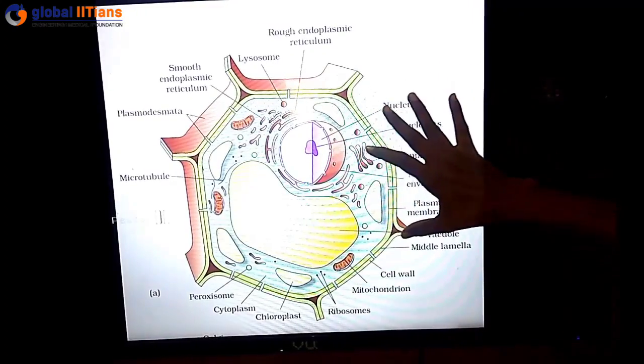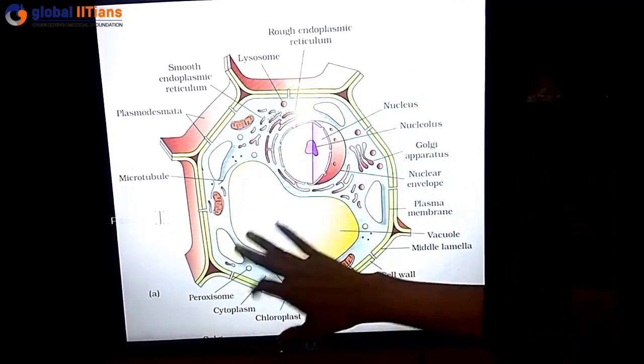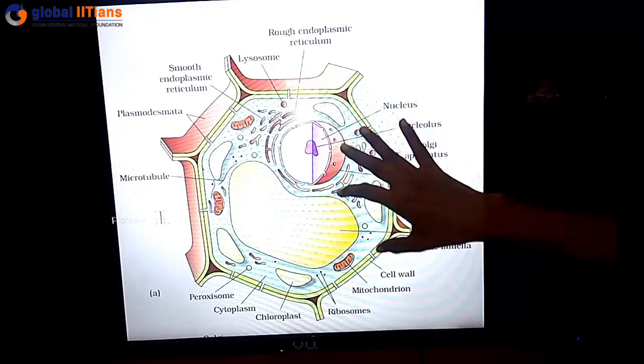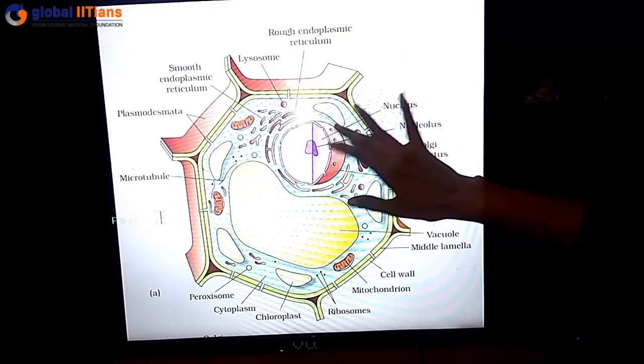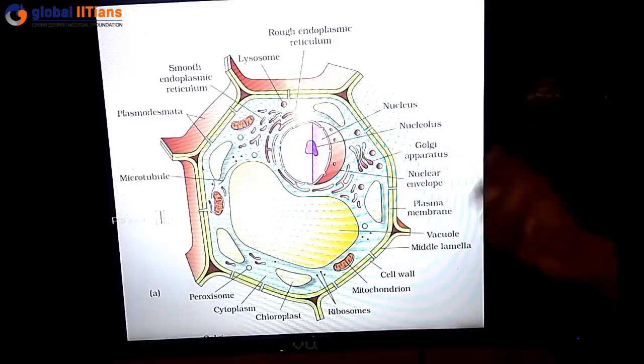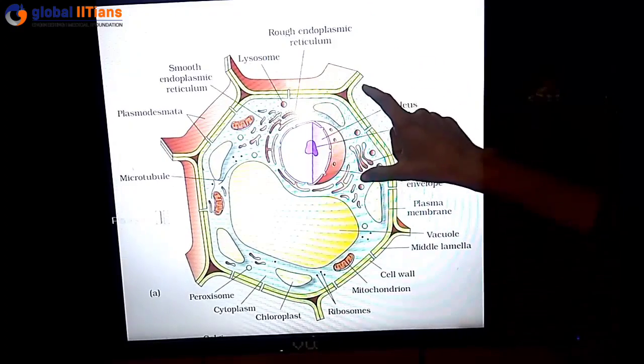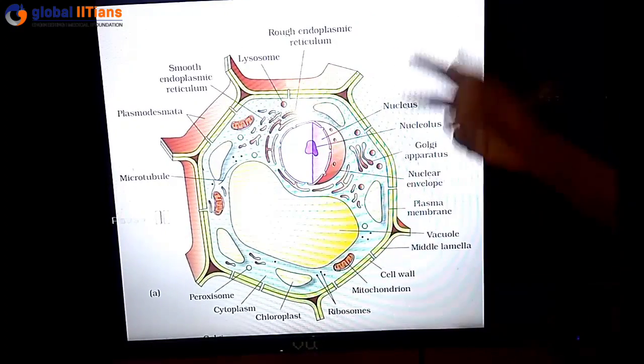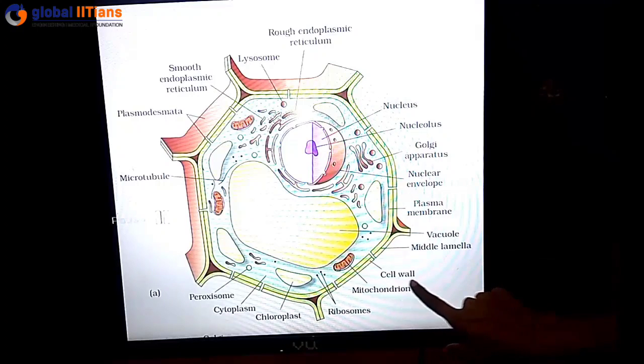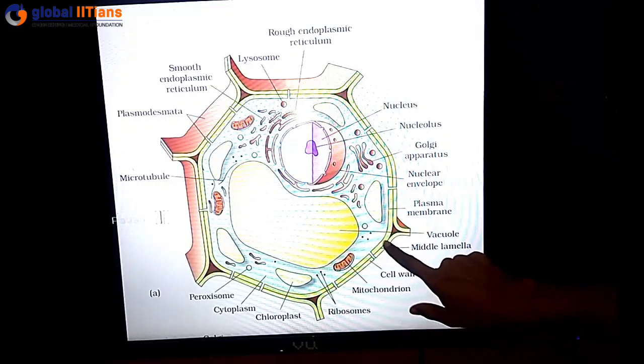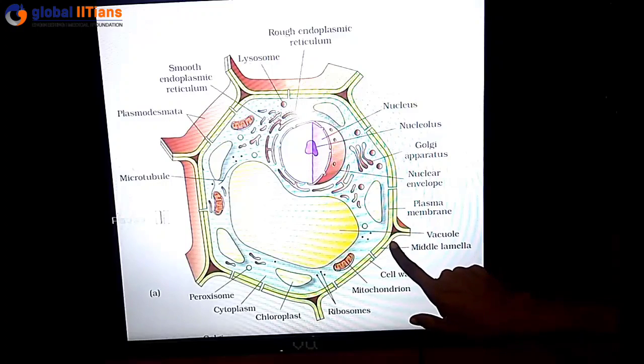Students, if you can actually make out what kind of picture this signifies, like whether it's an animal cell or plant cell, if I ask you, then immediately you can make out that it is a picture of a plant cell. Just why? Because of the presence of cell wall here, right? Cell wall is absent in animal cell. This is what we have studied so far.